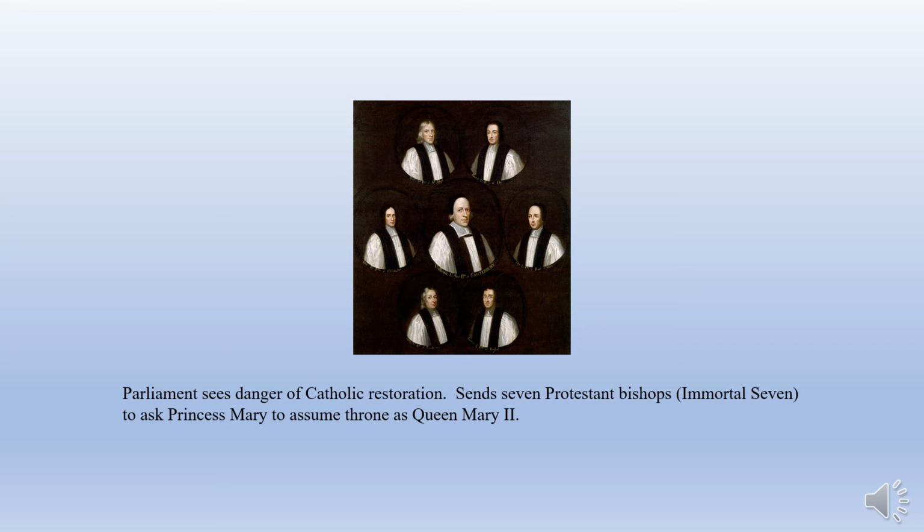The problem is Parliament sees what he's doing. They know what's going on, and they realize that there is a major danger of a Catholic restoration here. And so what Parliament will do is send 7 Protestant bishops, known in history as the Immortal Seven. They are going to go to the Netherlands, where Princess Mary is living with her husband, Prince William of Orange, a Protestant king, and ask her to assume the throne as Queen Mary II of England.